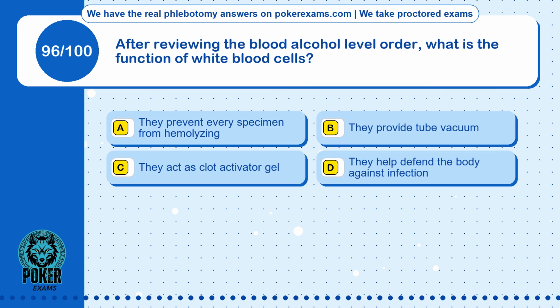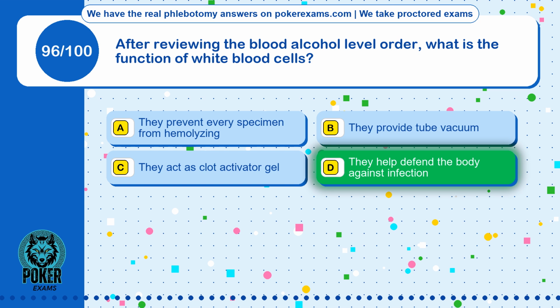Question 96. After reviewing the blood alcohol level order, what is the function of white blood cells? Option A. They prevent every specimen from hemolyzing. Option B. They provide tube vacuum. Option C. They act as clot activator gel. Option D. They help defend the body against infection.